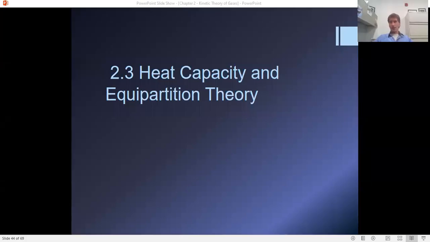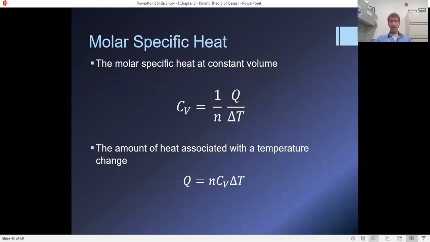Okay, now we're going to talk about heat capacity. And this is a little bit different from when we talked about specific heat in an earlier chapter. And let's try to differentiate between what is specific heat and what is molar specific heat. Okay, we define molar specific heat.